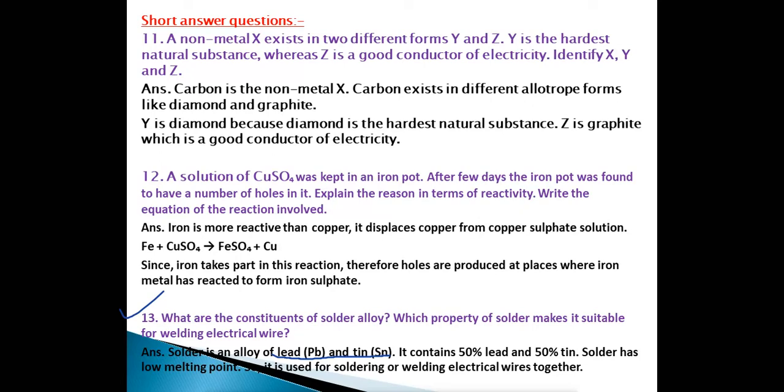Now, what is the property of solder which makes it suitable for electrical wires? Solder has a low melting point. It is used for soldering or welding electrical wires. So this is the property of solder which makes it suitable for electrical wires: solder has a low melting point.